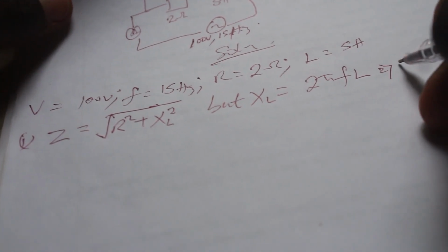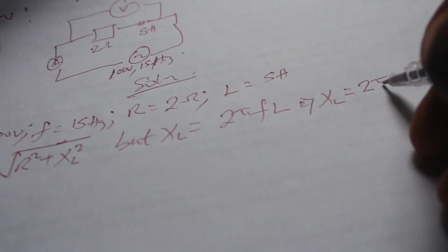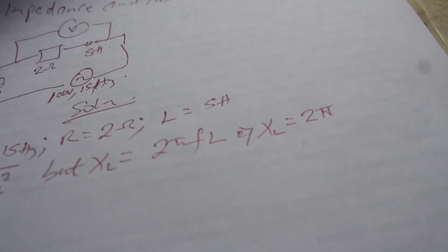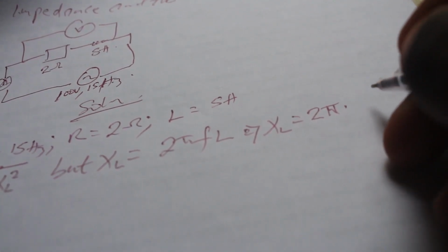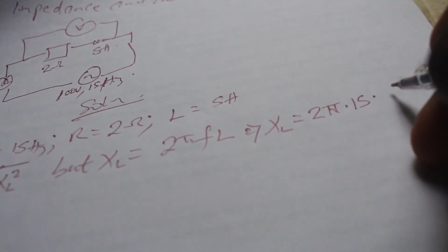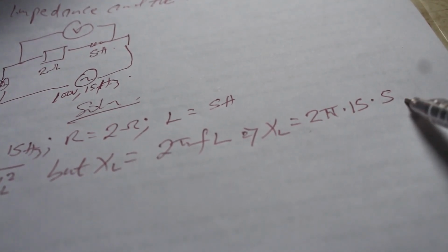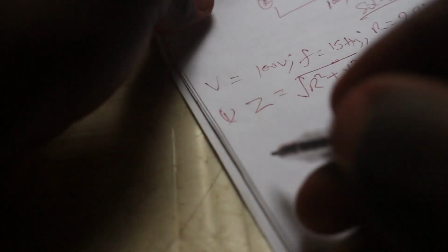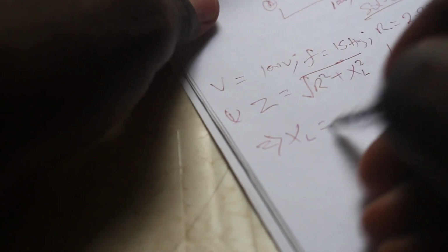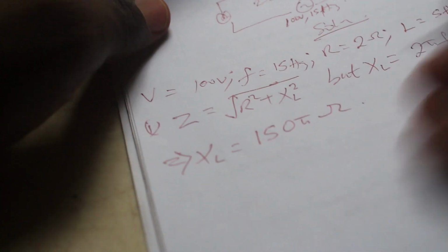And of course, if you try to find it, we have 2 pi, of course you know the value of pi, right? The irrational number 22/7, or 3.142 for short, multiplied by the frequency 15 multiplied by L, which is 5 Henrys. Now 2 times 5 gives us 10. 10 times 15, 150. So that means our inductive reactance becomes 150 pi ohms.